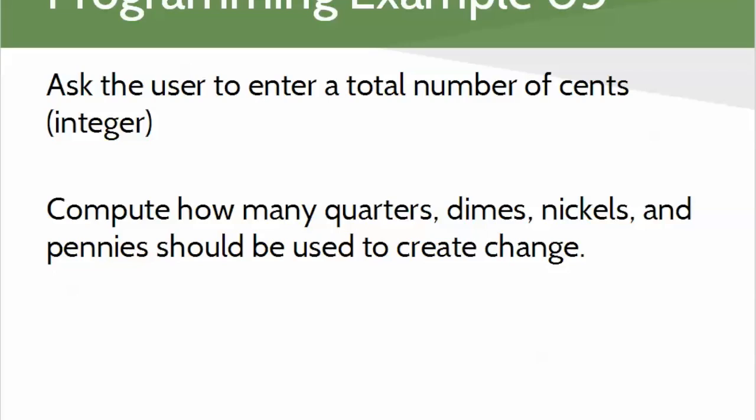So rather than giving somebody 702 pennies, I would certainly break that down into giving them $7 worth of quarters and then 2 pennies. The problem statement is fairly simple. We're really only asking the user for a single integer value for the number of cents, but the calculation is a little bit less straightforward.